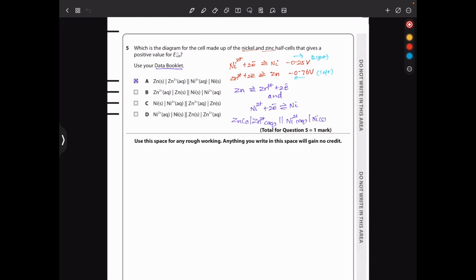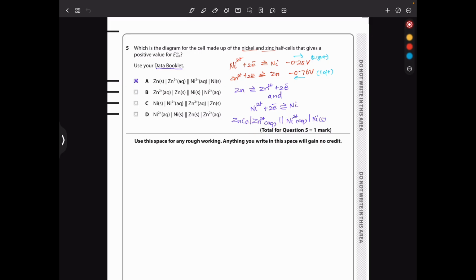In question 5, which is the diagram for the cell made up of nickel and zinc half cells that give a positive value of E theta for the cell. Again here, using the data booklet, I gather two equations, one for nickel, the other for zinc. And we realize this is more negative, so this should be oxidized as the other is reduced. So we begin with zinc, and then we put a separator because this is solid and that is aqueous, so we should have a vertical separator. And then these to represent the salt bridge.